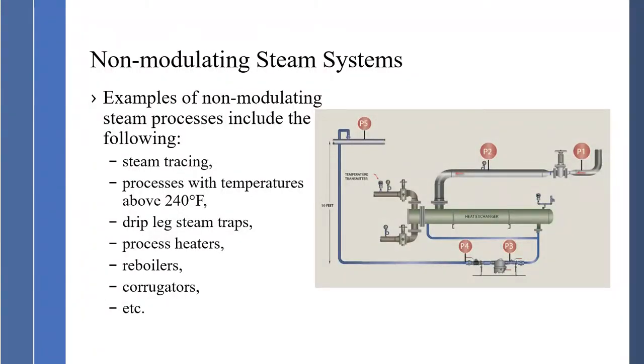In a non-modulating system, in this example here, there is no modulating control valve, so there's a steady pressure put to the process here. When there's a steady pressure, we always have differential pressure across the drain device. Then we can elevate the condensate up into a pressurized return system and send it back into the flash tank system. Examples of non-modulating steam systems: steam tracing, process temperatures above 240 degrees, drip leg steam traps, process heaters, reboilers, corrugators, etc.